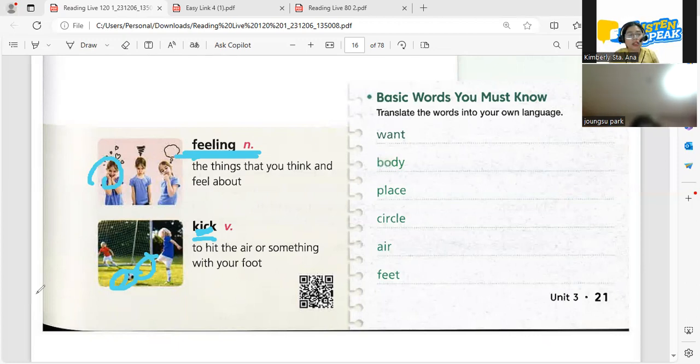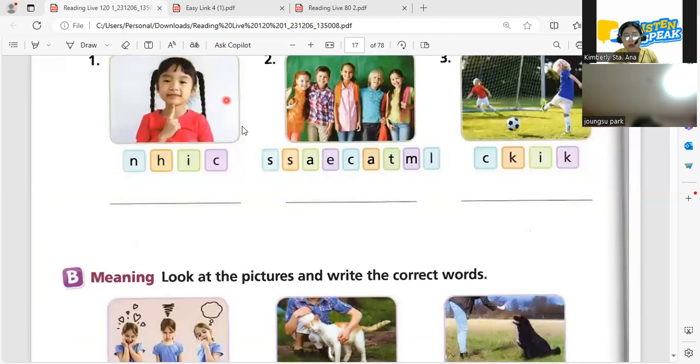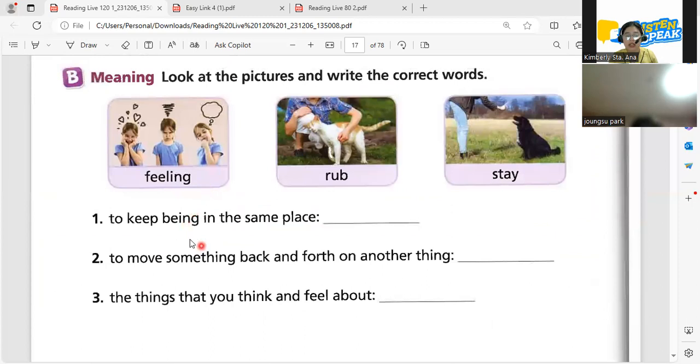Remember that. Now let's go here. We have some things to answer. We're done with this. Now let's go here, okay? So you will choose your answer from these three words above. Number one, can you read number one?